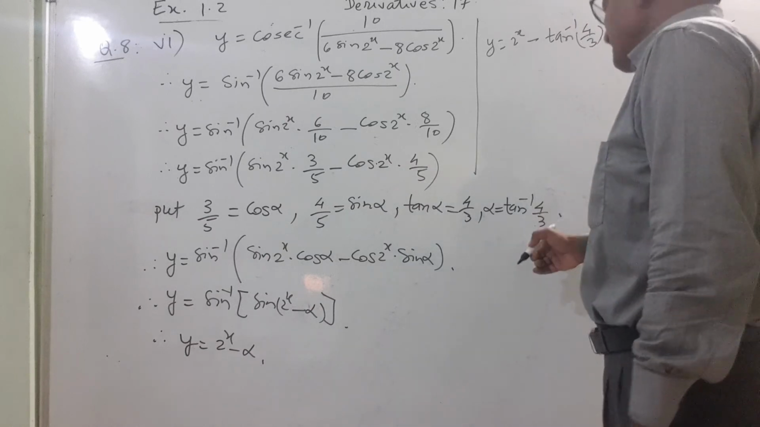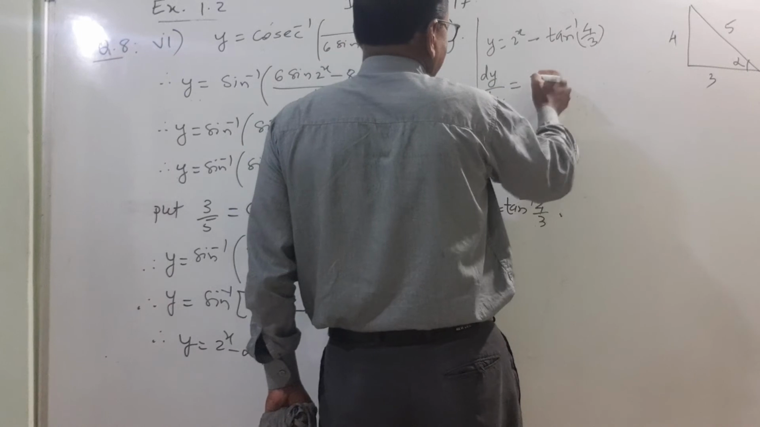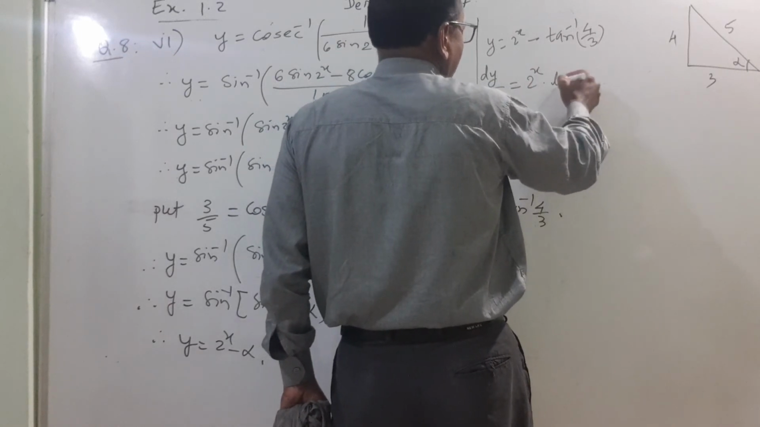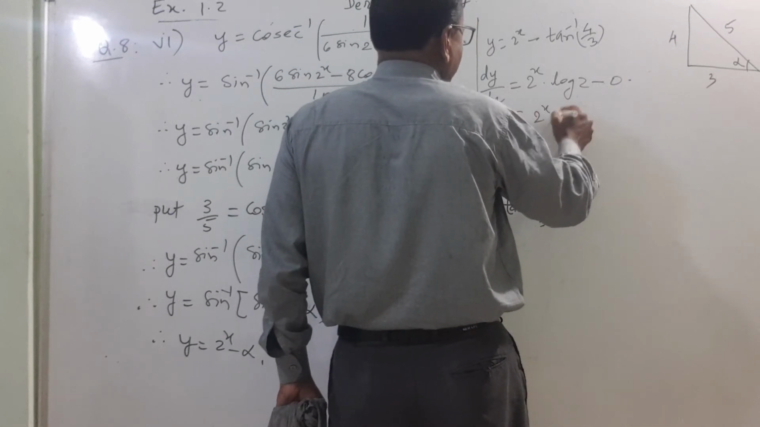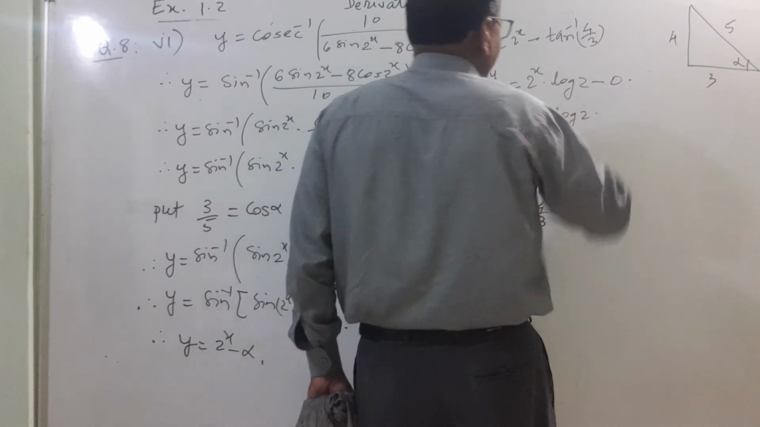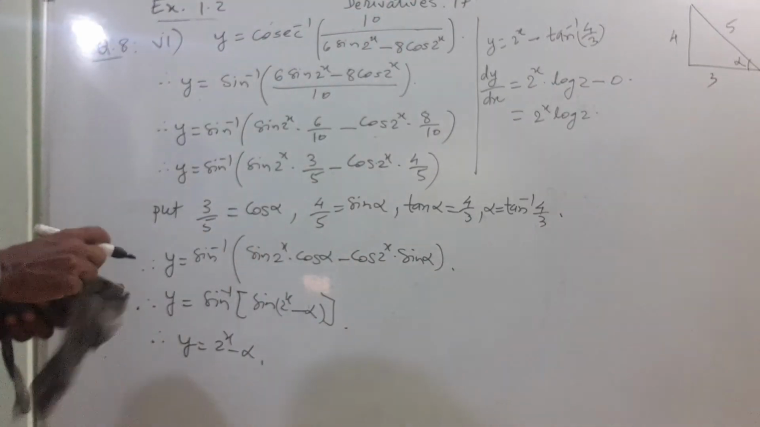If you don't take this, then also it is okay. dy by dx is equal to, directly I am taking 2 raised to x into log of 2 minus 0. That is equal to 2 raised to x into log of 2. Derivative of a raised to x is a raised to x into log of a. So take a screenshot.